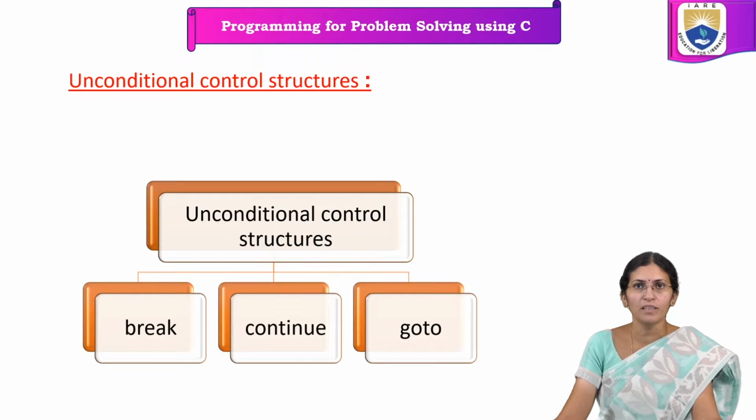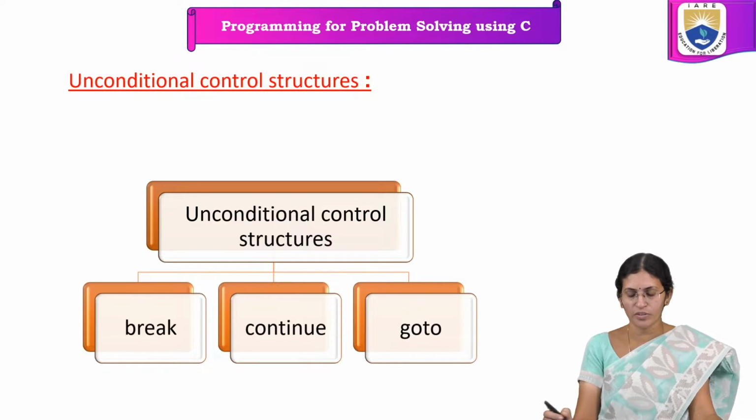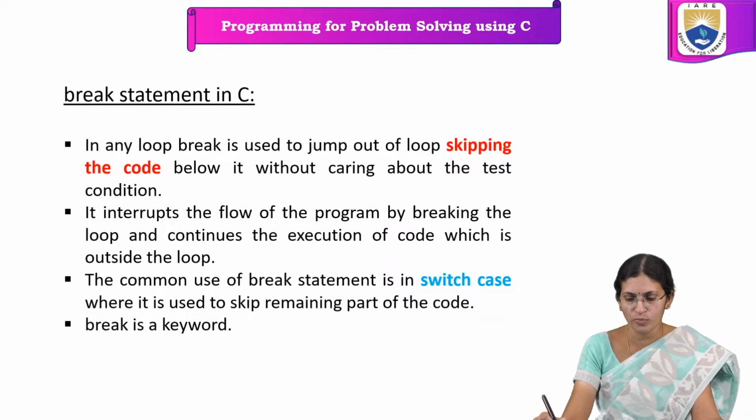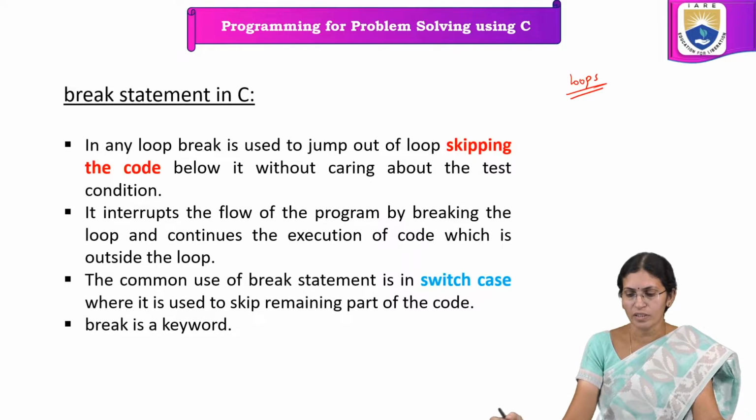Before seeing the program, let us revise once again what these statements are and for what purpose we use them. All these statements come under the term unconditional control structures. Unconditional control structures have three statements: break statement, continue statement and goto statement. We use these statements inside the loops. We have seen the concept of loops. Loops are control statements which are used to perform a specific task repeatedly.